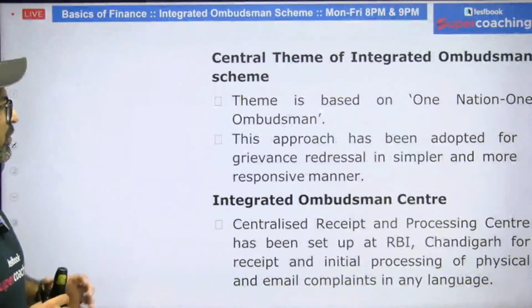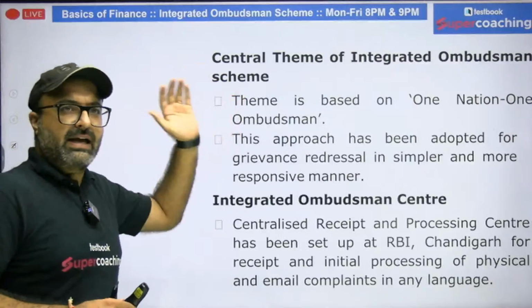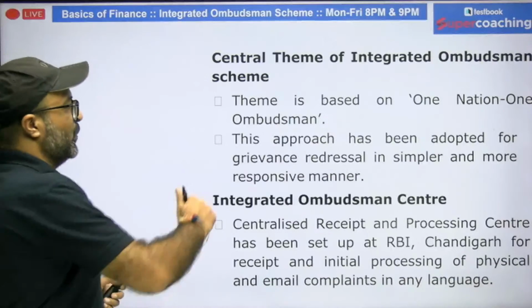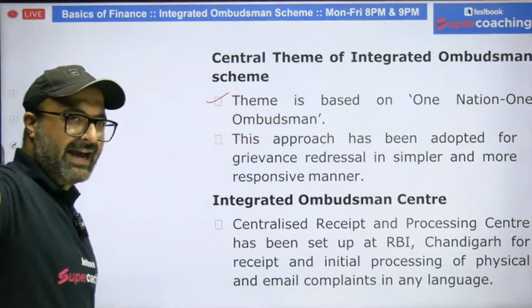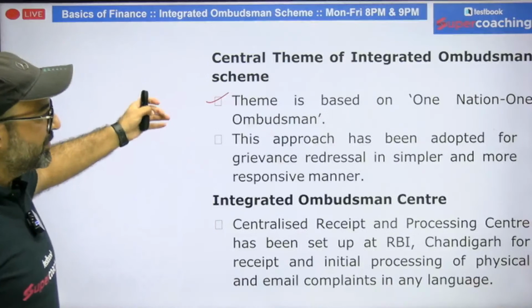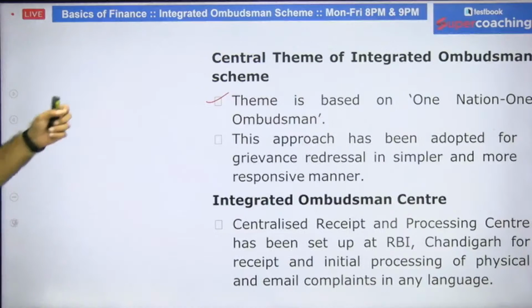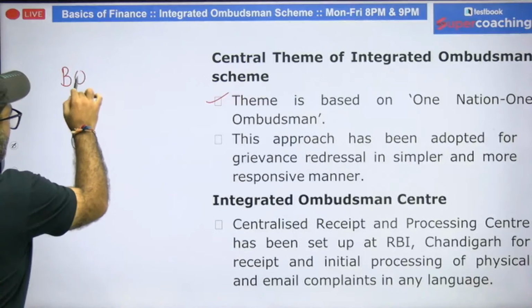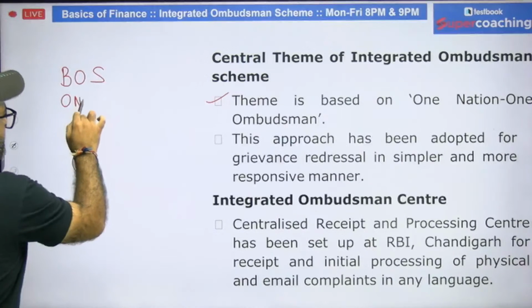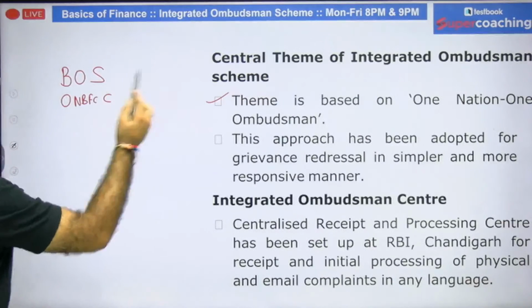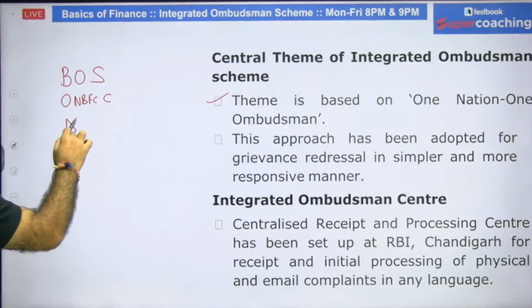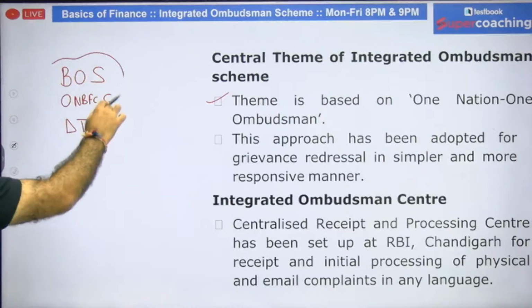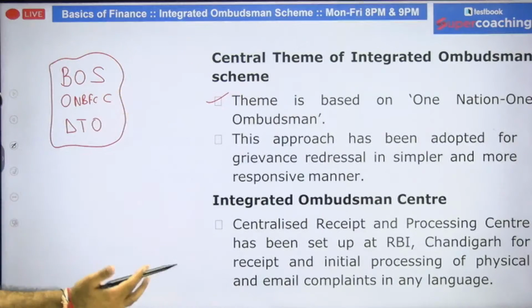Now the question is, what was the theme behind introducing this particular Integrated Ombudsman Scheme? So the theme was One Nation, One Ombudsman. The way we have One Nation, One Tax, in a similar manner, the One Nation, One Ombudsman approach needed to be implemented by RBI, because of which RBI has set up Integrated Ombudsman by combining 3 different ombudsman schemes. One is Banking Ombudsman Scheme, other one is Scheme for NBFC Ombudsman, and Scheme for digital transaction ombudsman. So all these three schemes which were set up at different time intervals were merged into one, and a single ombudsman has been introduced, which is termed as Integrated Ombudsman Scheme.